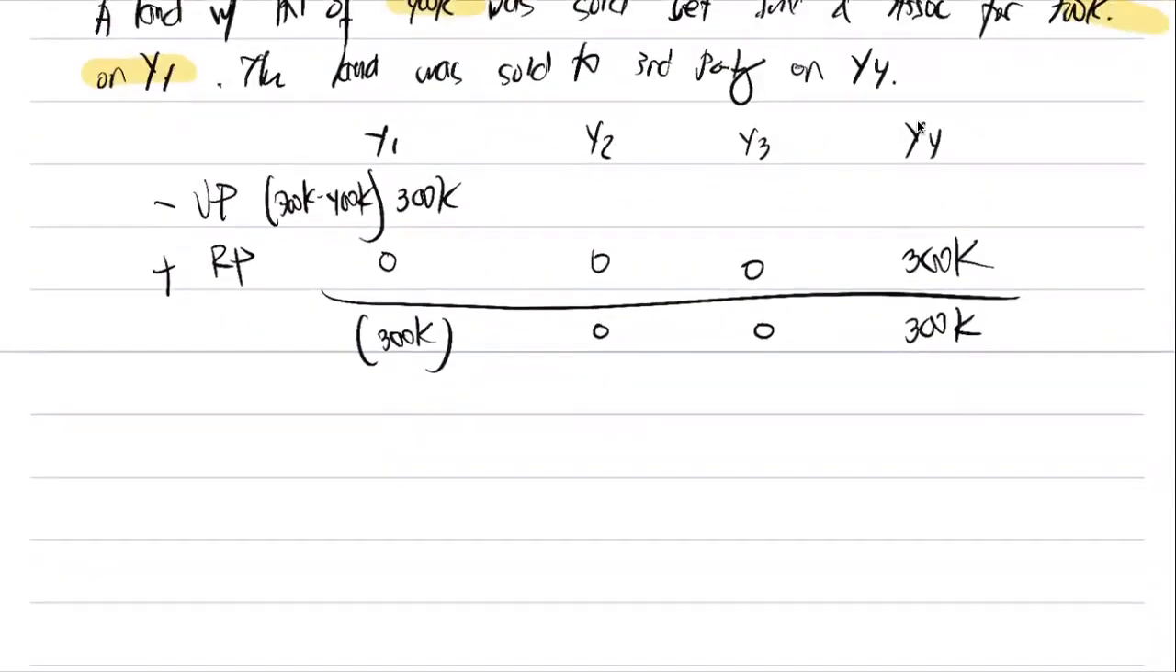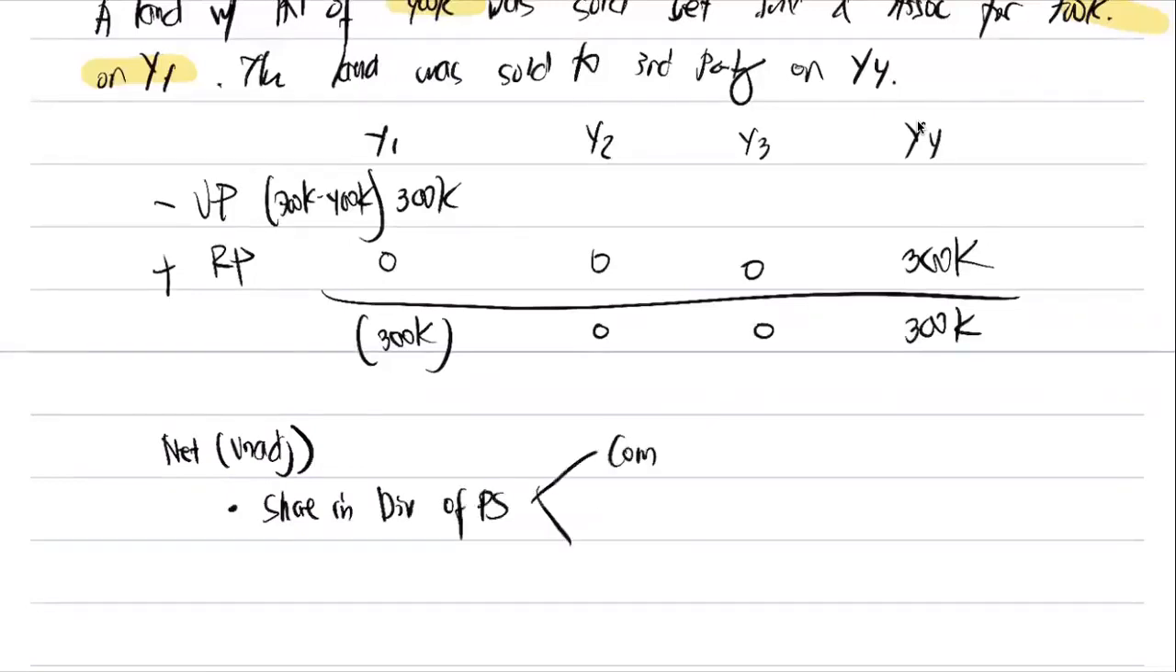Further, we talk about your net income. Okay, so we're done with your net income. So for your net income, unadjusted, what are the different items that we need to look into? Share and dividends of PS. So you need to look if it's cumulative, non-cumulative. If it's cumulative, always deduct. If non-cumulative, only deduct if there is a declaration.